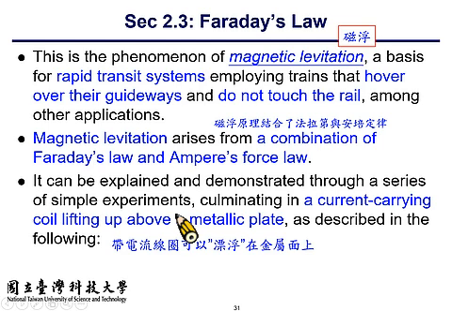Okay, and next is an example of the application of Faraday's law, which is magnetic levitation. So that's a pretty interesting one. The magnetic levitation arises from a combination of Faraday's law and the Ampere force law. And we can see that a current carrying coil can be lifted up above a metal plate.